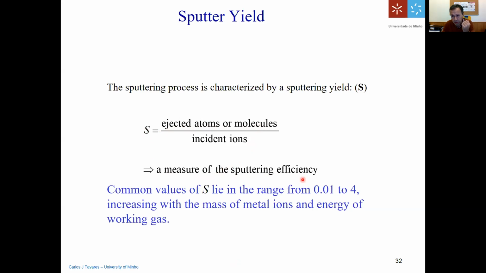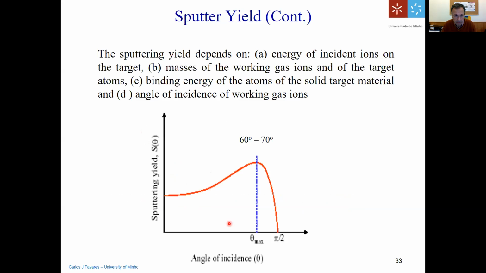And this measures the sputtering efficiency. Normally this sputtering yield lies in the range between 0.01 to 4. It really depends on which target material, and it increases with the mass of the metal ions and the energy of the working gas. So higher energies, so higher electric fields, higher potentials from the power supply that we're using, will enhance your sputtering yield, okay?